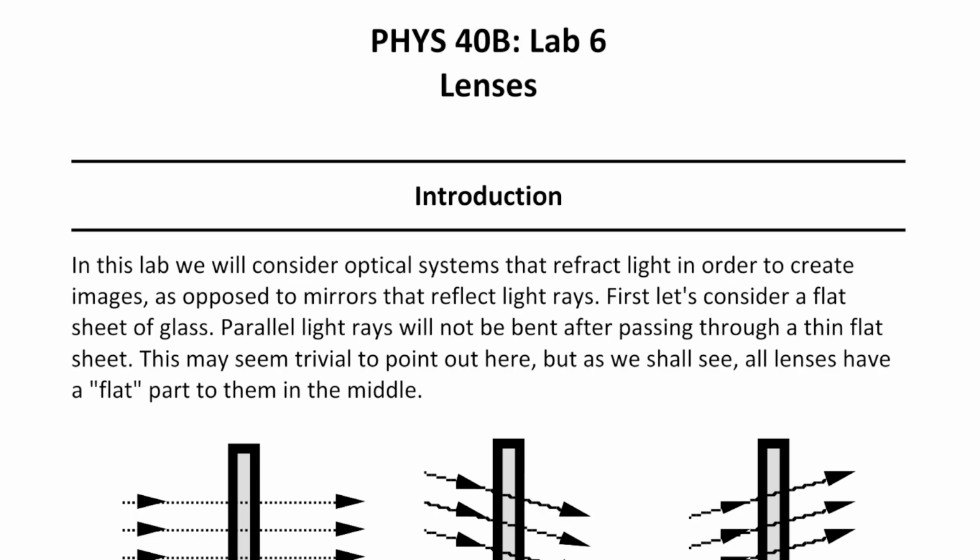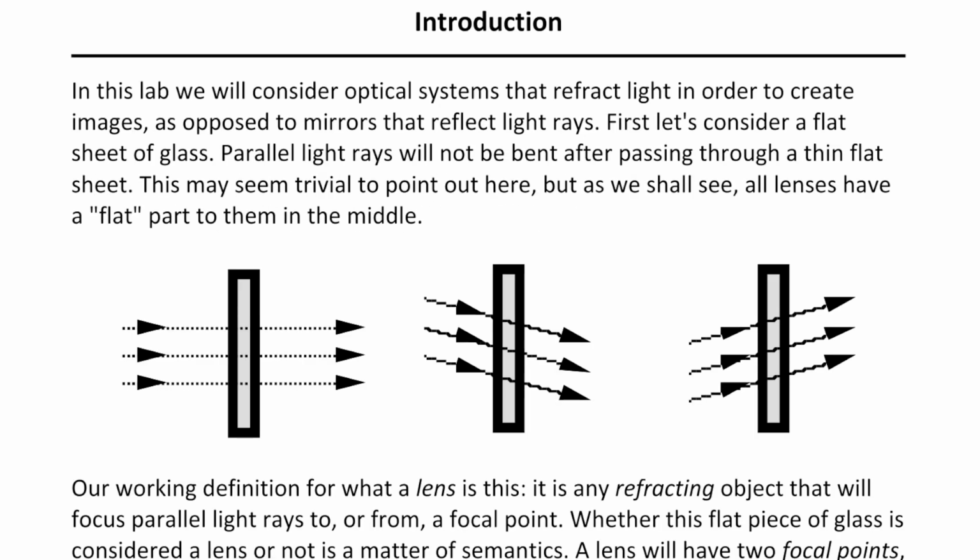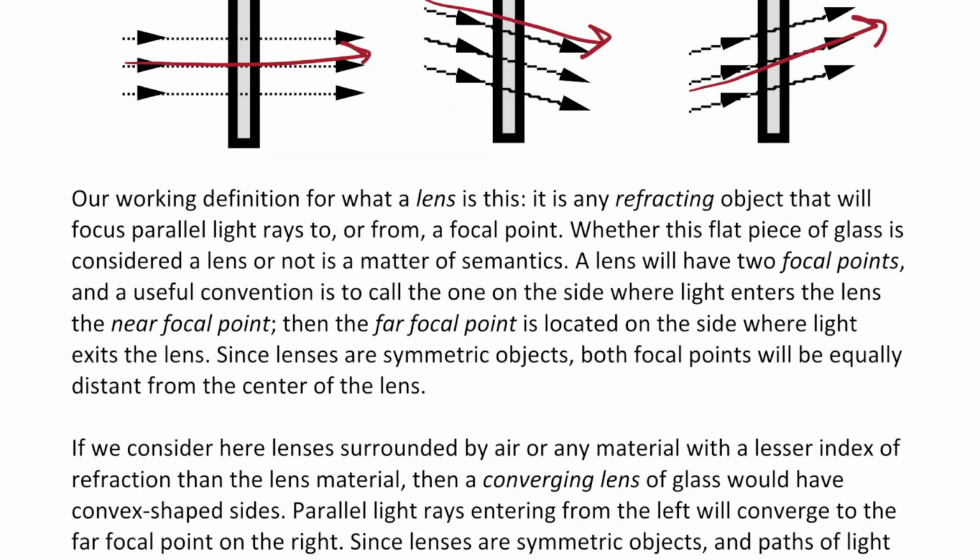All right, everyone, I'm going to be talking about Lab 6, which is on lenses. This one has an extremely long introduction to the lab, unfortunately. The lab starts off by saying that light rays that pass through something flat don't change direction, and that's it. So if I have something like this, it doesn't change direction because it's flat. That's all it is.